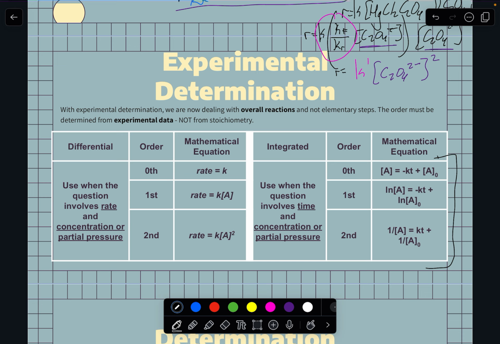Okay. So if we just have the concentrations on their own, that is 0th order. If we do ln of the concentration, that's our first order. And then 1 over the concentration is our second order. And I'll show you why that's important here in a few slides.